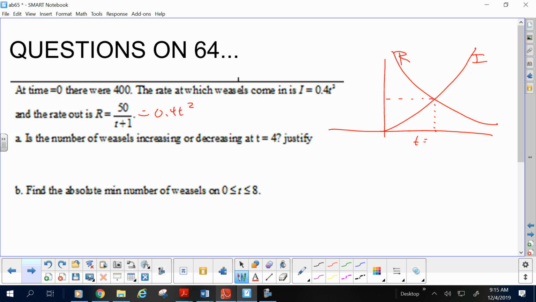So I don't have the intersection point, but let's just call it A. You would have to find the intersection point. In this section here, R, which equals the rate out, is greater than I, which equals the rate in. So if more are going out than are coming in, then will the number of weasels be increasing or decreasing? More leaving than incoming, so it's decreasing here.